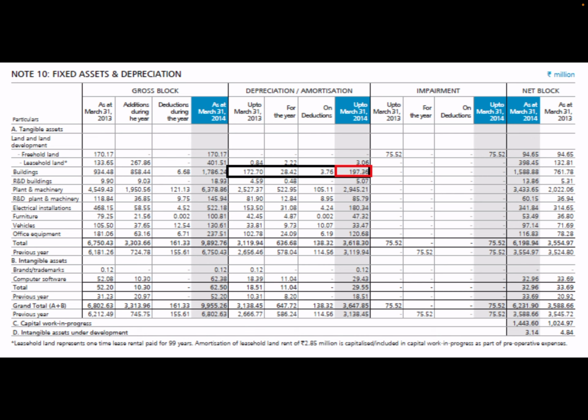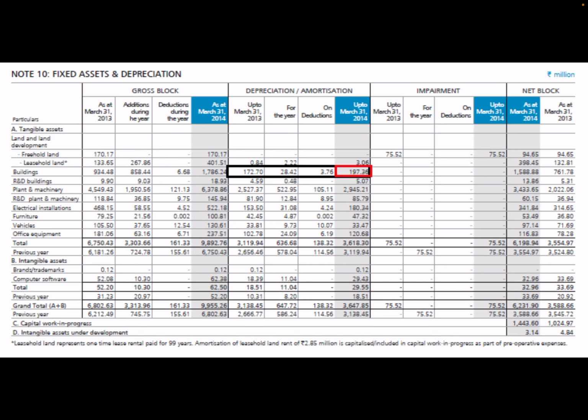Adjusted 0.376 crore as the deduction for the year. Thus, the total depreciation for the year is previous year's depreciation value plus current year depreciation minus deduction for the year. That is 17.2 plus 2.8 minus 0.376. So, total depreciation is 19.736 crore, which is highlighted in red in the image.